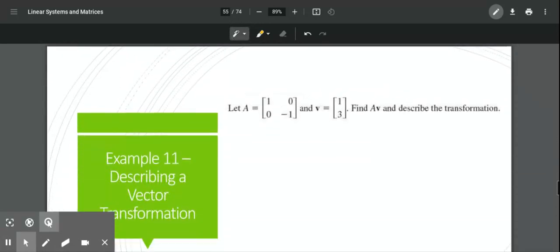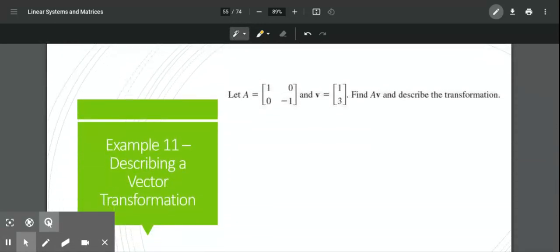So in this next example, they give us matrix A, and at first it looks like it might be the identity matrix, but if you notice, this entry is negative 1. So it's not the identity matrix, but this is a 2 by 2 matrix, and they want us to multiply it with the vector V, which is a 2 by 1 matrix. Because these middle terms are the same, we can multiply these together, and our result will be a 2 by 1 matrix.